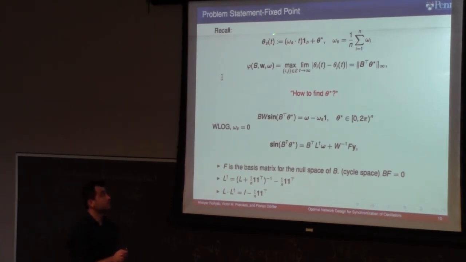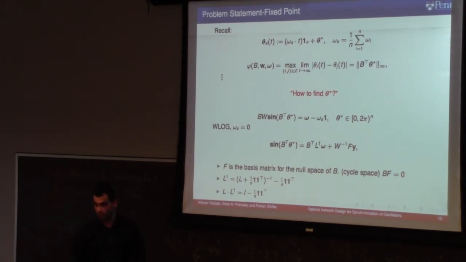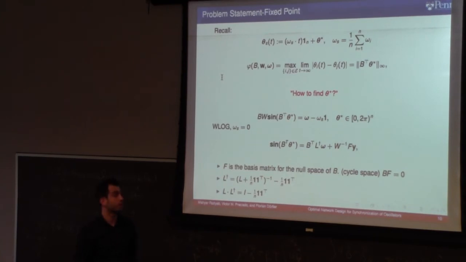If I substitute this synchronized solution in my dynamics, I get this fixed point equation, right? B W sine of B transpose theta star should be equal to omega minus the average of omega times the vector of 1, right? And since we have a periodic dynamics, we just consider theta star, which is constrained in the n-dimensional cube from 0 to 2 pi, right?